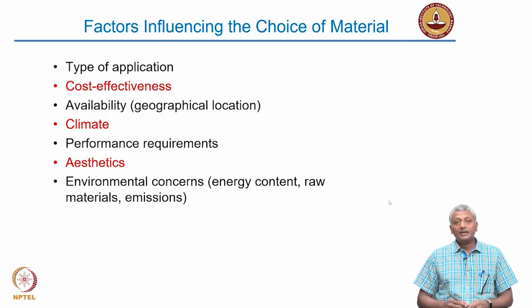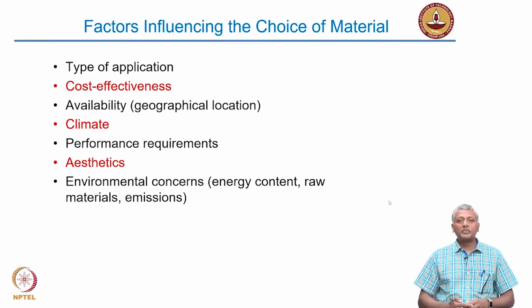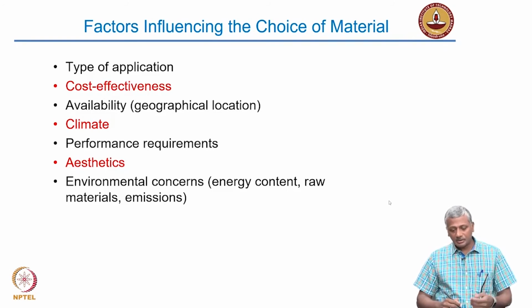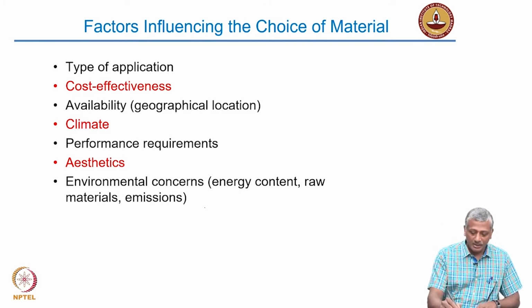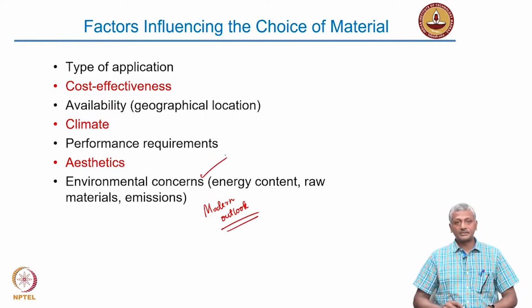Okay, aesthetics again could be a factor governing choice of a material. Some structures made with certain types of materials may look a lot more pleasing as compared to others. Okay. And obviously environmental concerns can lead to the choice of material, like energy content, raw materials and emissions, and this is the modern outlook. So this is how we want to look at the choice of materials. The modern outlook is to decide the material based upon the environmental concerns. Okay. What does it mean?